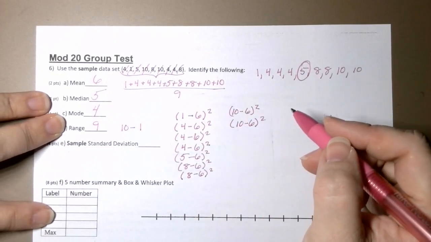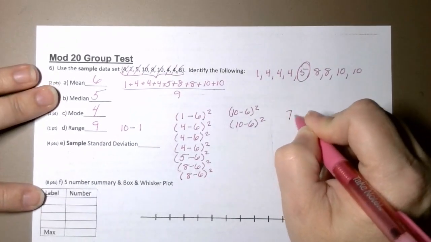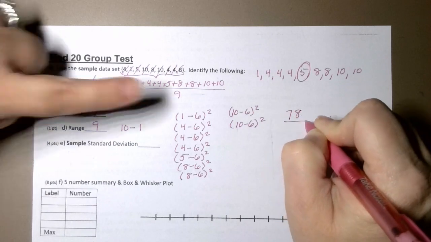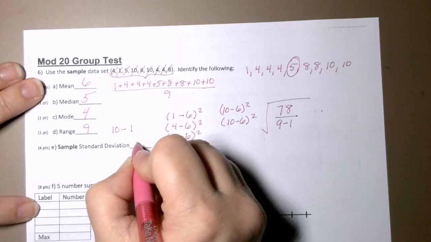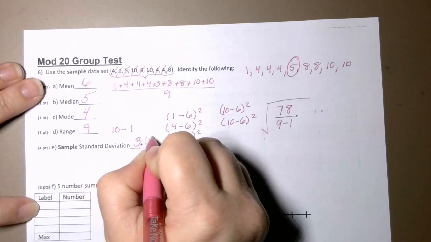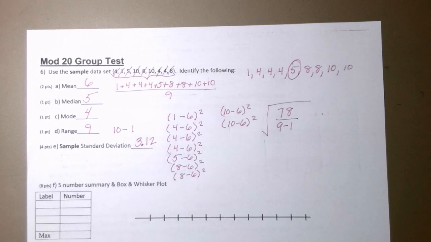Does anyone know what it is when you add them all up? I don't have that written down. 78. Divide by 9 minus 1 and take the square root, and you end up with about 3.12. Give me like 2 digits past the decimal. There's good. Okay.